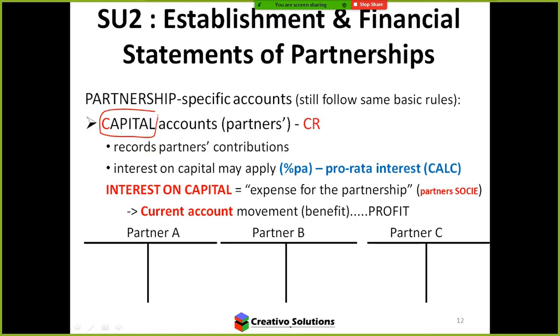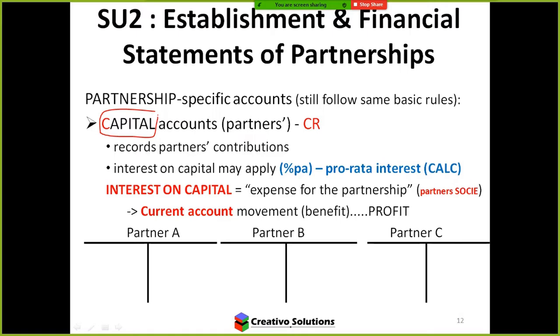Here's the detail. Do you split the loans? No, you don't. The loans are kept separate. So you could have a loan for partner A, a loan for partner B, a loan for partner C. They're separate and they're specific to the partner.